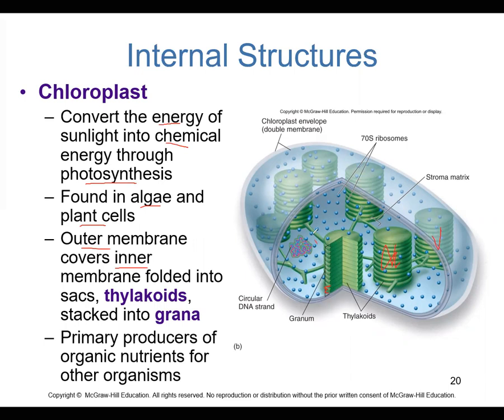They have their own DNA, just like a mitochondrion does. They reproduce independently, just like mitochondria do. They have their own ribosomes, again 70S. All of this is evidence pointing to these being cyanobacteria in origin, and they just lost some of their abilities to live on their own, and they live inside the eukaryotic cells. These, again, are primary producers of nutrients for other organisms.